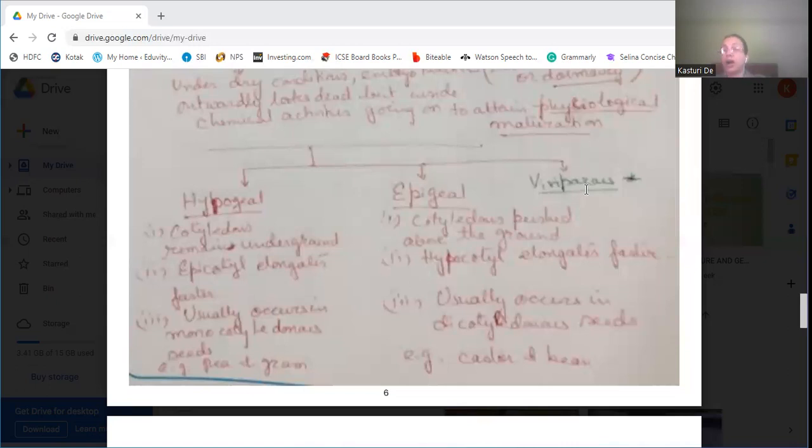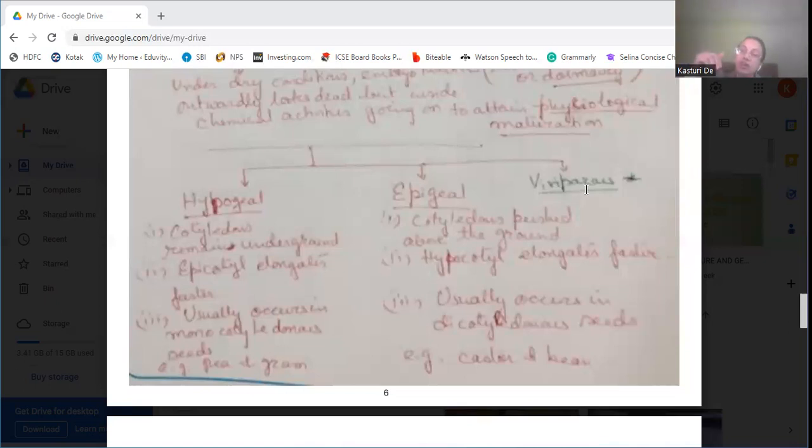Now, I told you what is epicotyl and hypocotyl. Epicotyl is the axis connecting the plumule and the cotyledon. That axis elongates, pushing up the plumule. The cotyledon will remain inside. Only the epicotyl will elongate.